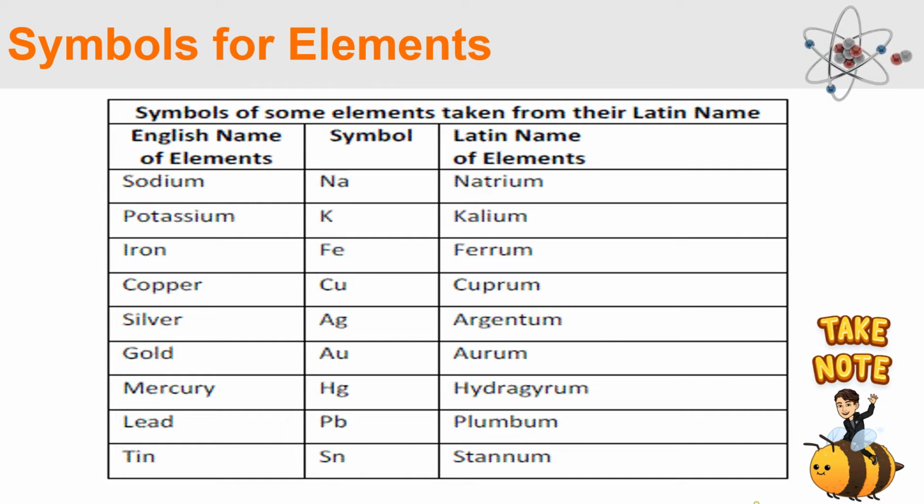So here are examples of elements that do not follow the first letter of their names. This is because their symbols are taken from their Latin names. For example, sodium has the symbol Na because it is taken from its Latin name natrium, together with potassium, iron, copper, silver, gold, mercury, lead, and tin.